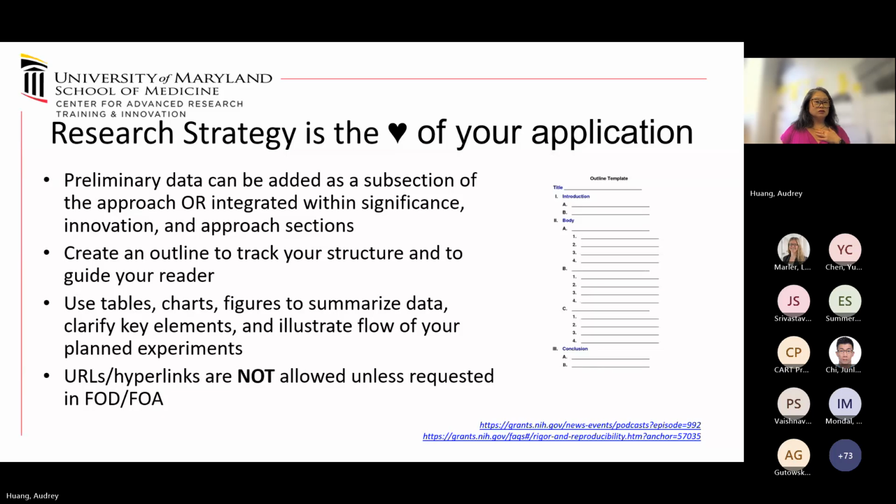And then a note: URLs and hyperlinks are not allowed ever in any part of the grant. There's one exception I will talk about in a bit, but unless the funding opportunity announcement asks for hyperlinks, don't use them. Don't use them. I don't know if they get kicked back or they just get ignored. Best case scenario, they get ignored. Worst case scenario, you add hyperlinks and your grant gets kicked back without being read. So don't do it. There's one exception, I'll talk about it in a bit, but it doesn't go in this section.